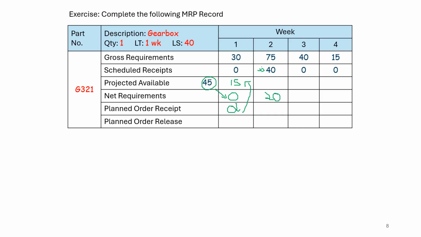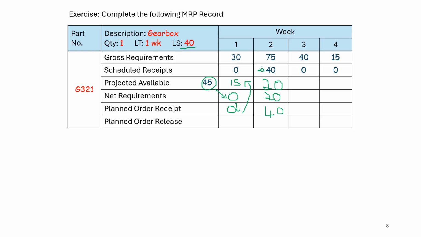So how many units should we receive to satisfy the net requirement? It is 20 units. But our lot size is 40 units. So we cannot just receive 20 units, but we need to receive at least 40 units to satisfy this net requirement of 20 units. And at the end of week 2, after we receive 40 units for a requirement of 20 units, we are left with 20 units in inventory. So at the end of week 2, our inventory is 20 units.